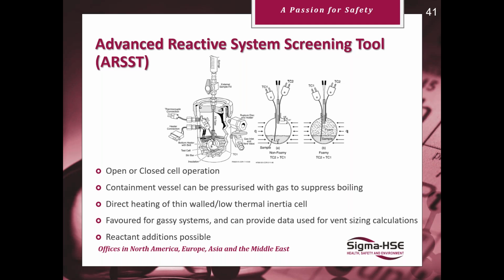So the vessel that's used is typically very thin-walled, either glass or metal, and it is directly heated. So that gives it a very low thermal inertia cell, which goes back to the phi factor. You've got a very low mass relative to your sample mass.